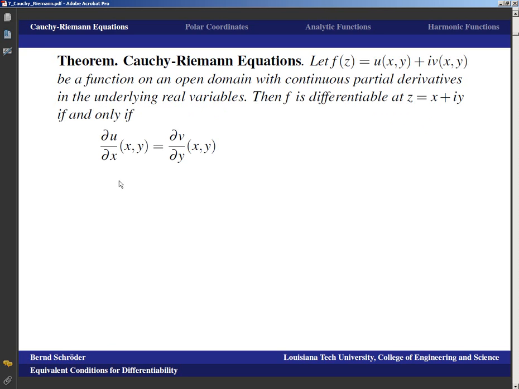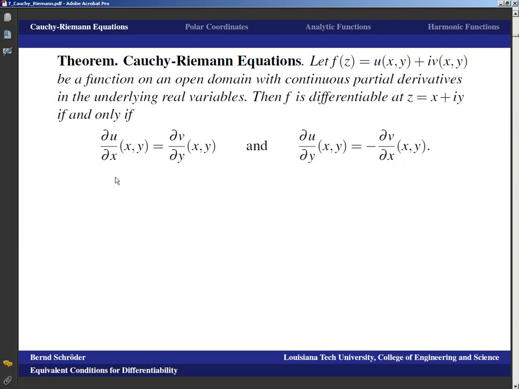if and only if we have that the partial derivative of u with respect to x is equal to the partial derivative of v with respect to y, and the partial derivative of u with respect to y is equal to the negative of the partial derivative of v with respect to x.